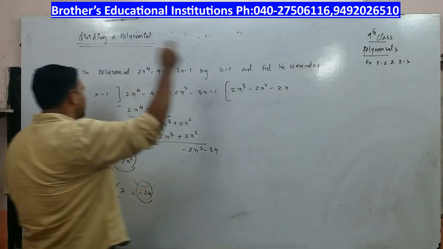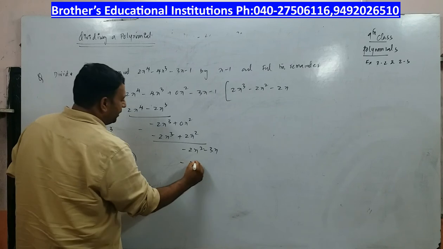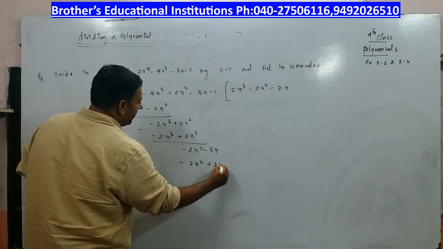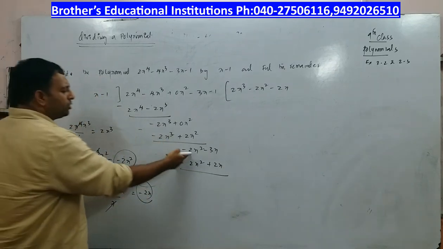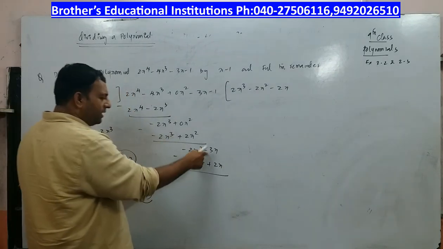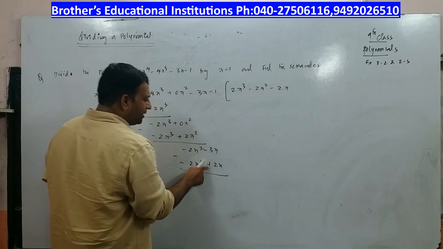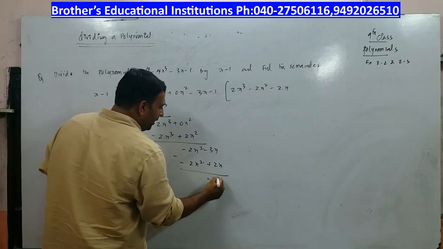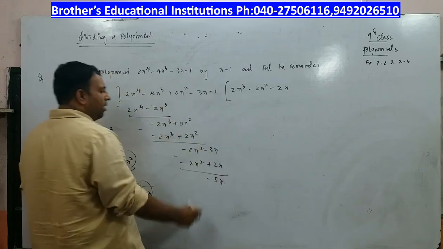Minus 2x again into x will be minus 2x square. Minus 2x into minus 1 will be plus 2x. Subtract. When you subtract, minus 2x square cancel. You have minus 3x, minus into plus, minus. So it is minus 3x minus 2x. Plus will become minus. Will be minus 5x. Bring this down. Minus 1.